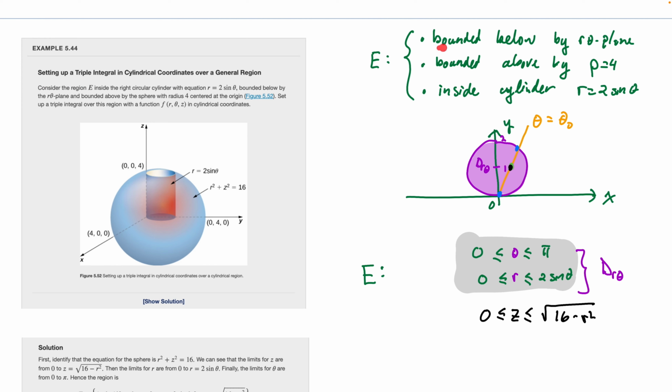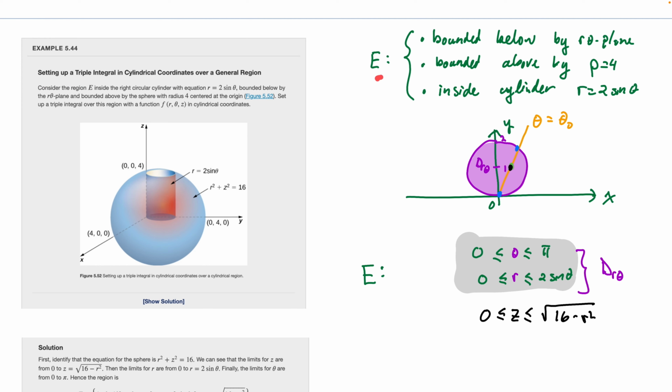They tell us that the region is bounded below by the r theta plane. That's the same thing as the xy plane. It's bounded above by the sphere rho equals 4, so a sphere of radius 4 centered at the origin. That's this blue sphere over here.